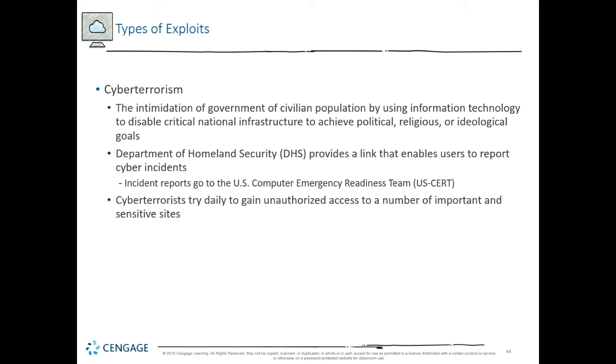Types of exploits. Cyber terrorism. The intimidation of a government or civil population by using information technology to disable critical national infrastructures to achieve political, religious, or ideological goals. The Department of Homeland Security, DHS, provides a link that enables users to report cyber incidents. Incident reports go to the U.S. Computer Emergency Readiness Team, US-CERT. Cyber terrorists try daily to gain unauthorized access to a number of important and sensitive files.